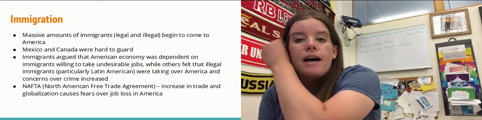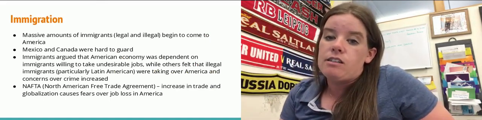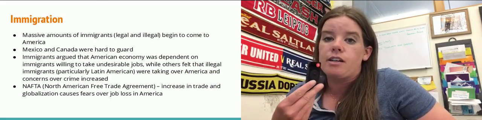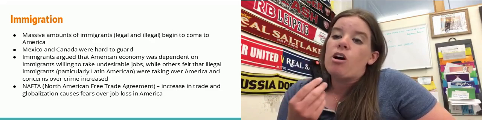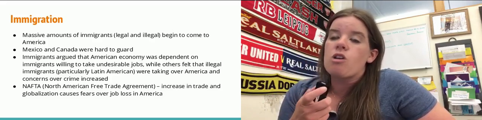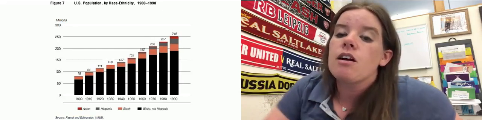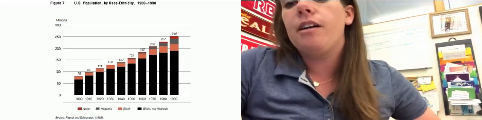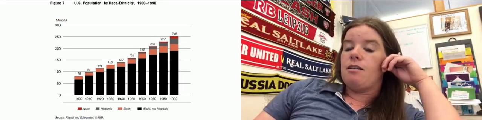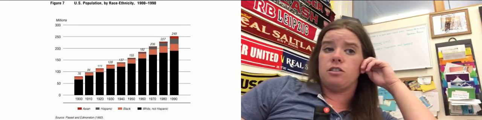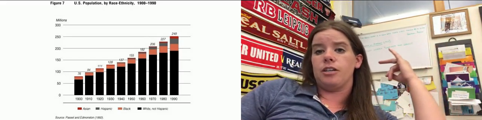Immigration. We have mass amounts of immigrants, legal and illegal, begin to come to America. Mexico and Canada were extremely hard to guard. Their borders were not well secured. Because of this, immigrants are going to massively come into America, especially from Latin America and Asia, which you will need to know: it was Latin America and Asia.